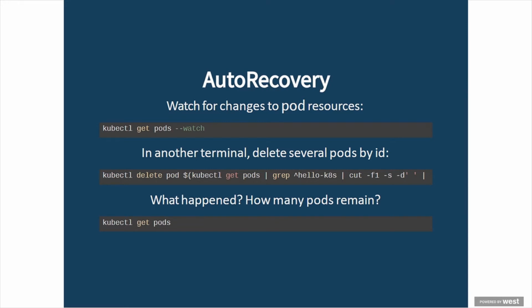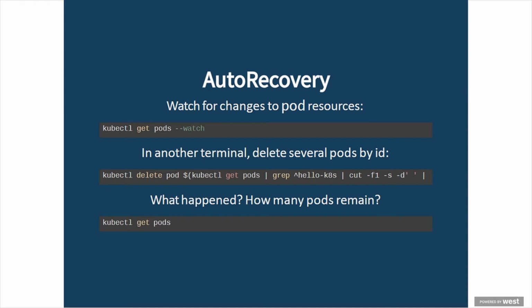Another great feature of Kubernetes is auto-recovery. Kubernetes will automatically watch for changes in the count of pod resources, similar to how you might run this command, kubectl get pods --watch. Any changes to the active list of pods will automatically be echoed back to you on the command line. In another terminal, we can try deleting several pods by ID in order to see what happens when the spec and status move out of alignment with each other.